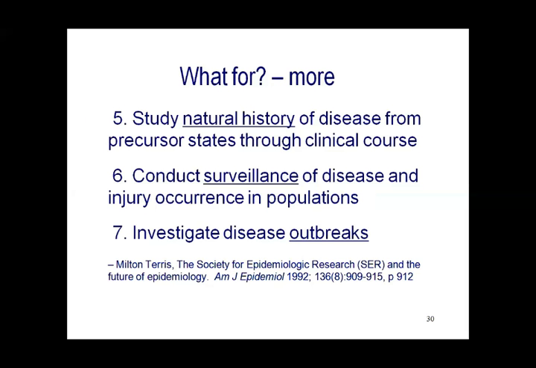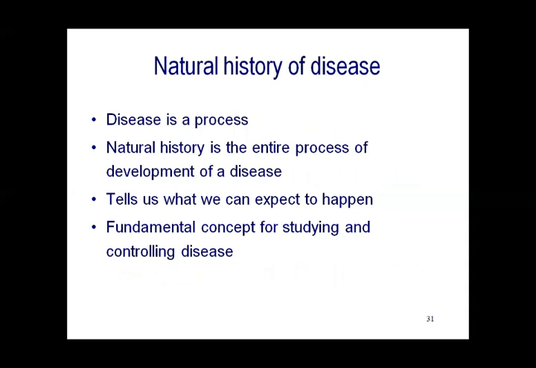So we will talk on natural history, surveillance, and outbreak now. The natural history of a disease, as I have told you, disease is a process, right? And natural history is the entire process of development of disease. So that will tell us what we can expect to happen. And it will also give us a concept of how we will control this disease.